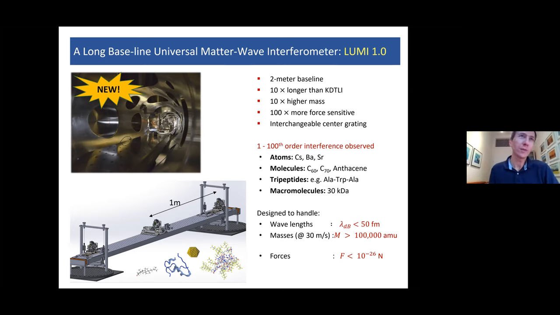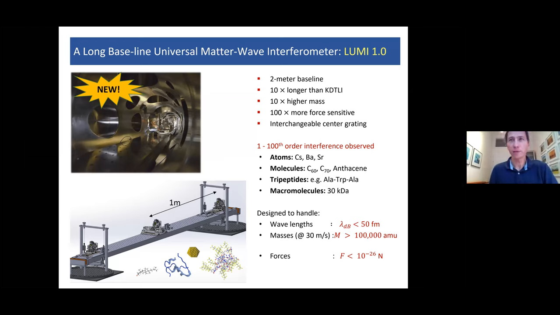Still surprisingly short: Jakob Fein started his thesis, and after 3.5 years, he had more or less already published the papers. So that was a relatively quick experiment. In that interferometer, we had various things to interfere: atoms like cesium, barium, strontium, molecules from fullerenes over anthracene, coronene, adamantane, tripeptides, and finally also very big molecules, and that's what I will be talking about mostly.